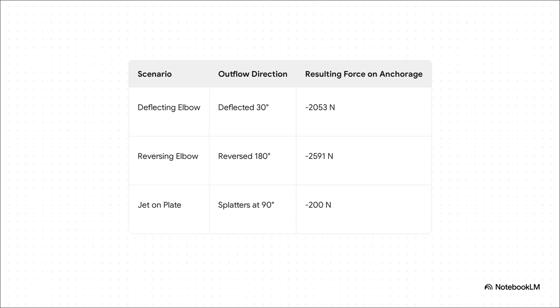And get this, as this table shows, the angle you deflect the flow matters a lot. Look at how dramatically that force changes. Just a 30-degree bend needs over 2,000 newtons of force to hold it down. But if you reverse that flow a full 180 degrees, the force just shoots up to almost 2,600 newtons. It's such a powerful demonstration. The more you change the momentum, the bigger the force you have to deal with.